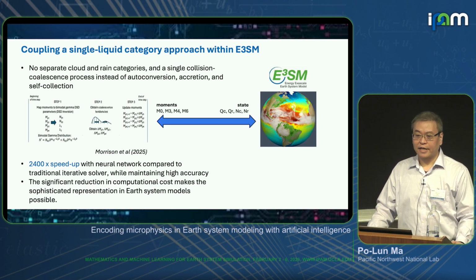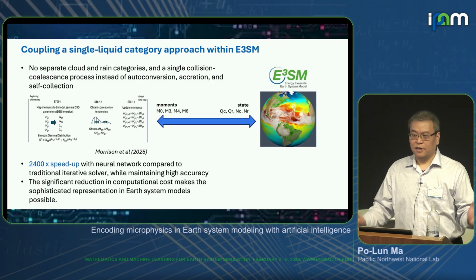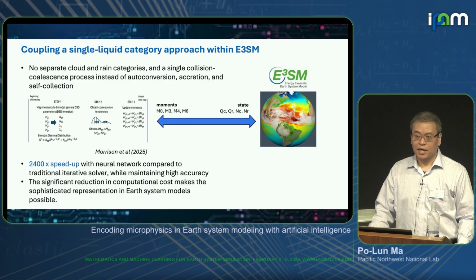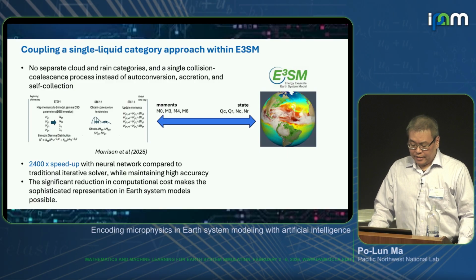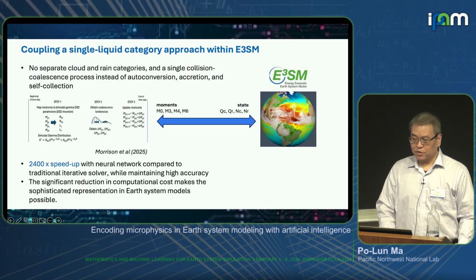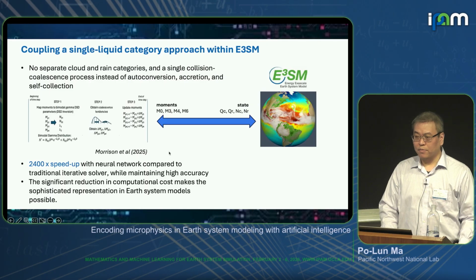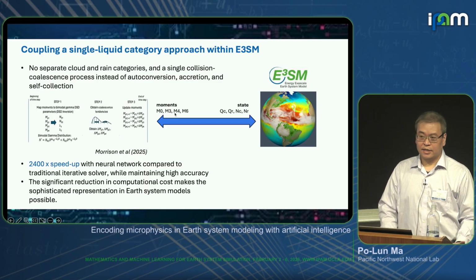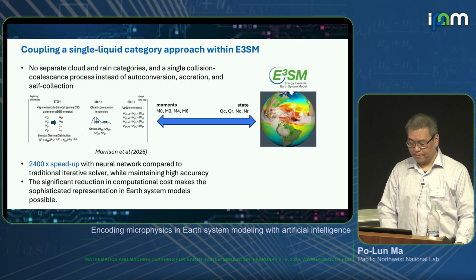But we need to acknowledge that in observations there are usually clearly 2 distinct modes, and we can't just use one gamma distribution to represent that. So we introduce a double gamma distribution. To better represent that double gamma distribution, we need to use 4 moments. So now instead of 2 categories with 2 moments, the mass and number for rain and clouds, 4 prognostic variables, we have 1 liquid category and 4 moments. So we keep the number of prognostic variables the same.